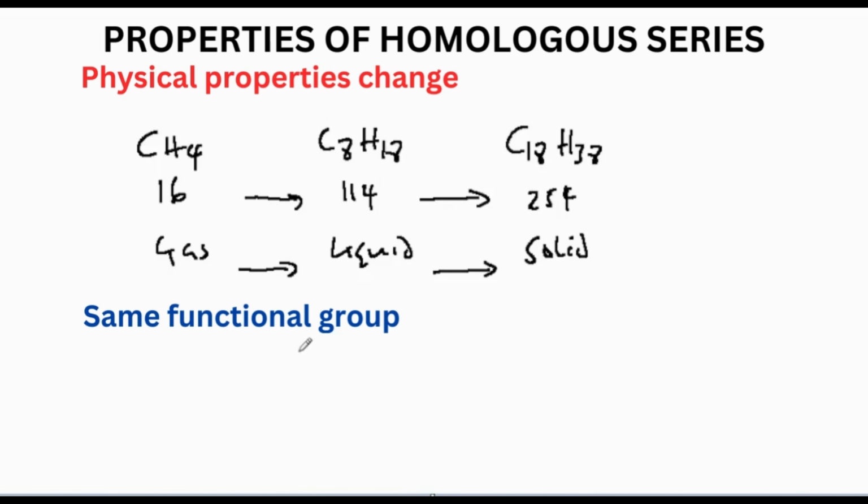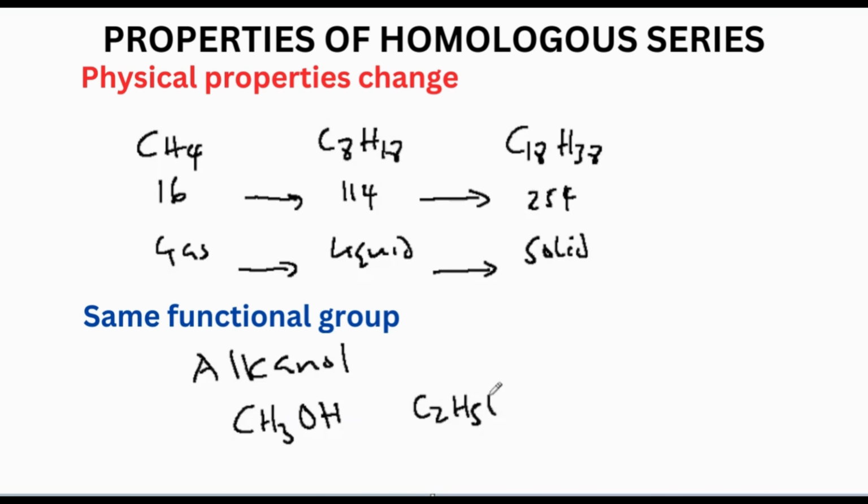Yes, another property is that they have the same functional group. Functional group will be considered comprehensively in another video, but I'll talk about it briefly here. A functional group is an atom, a group of atoms or a bond that is common to a homologous series and it determines their chemical properties. Let's take alkanol as a case study. Let's take methanol, the first member, CH3OH, the second member, ethanol, C2H5OH, another member, propanol, C3H7OH. So what's common to all of them? The OH group, that's the hydroxyl group, and that's their functional group. It's common to all members of the alkanol family and it determines their chemical reactivity.